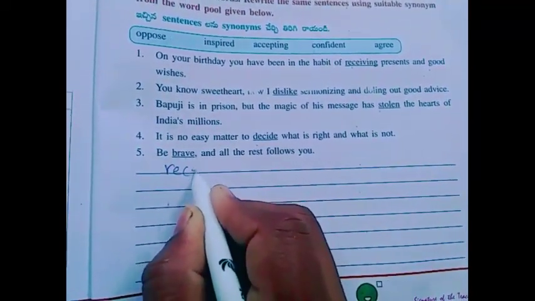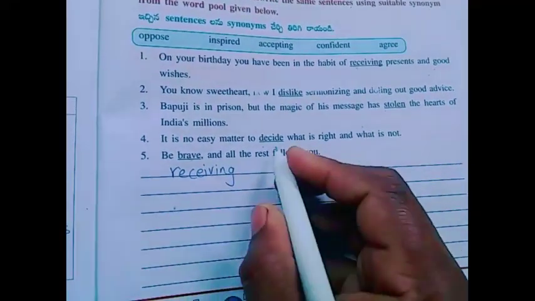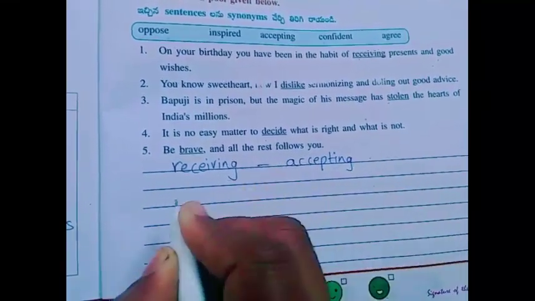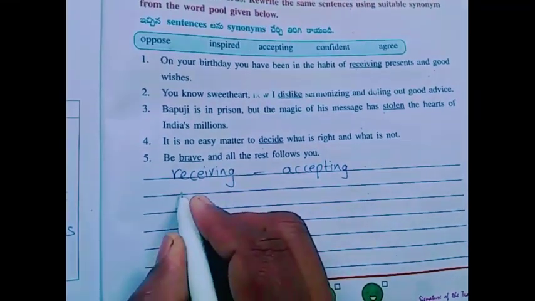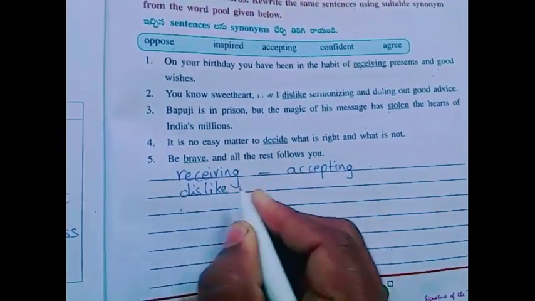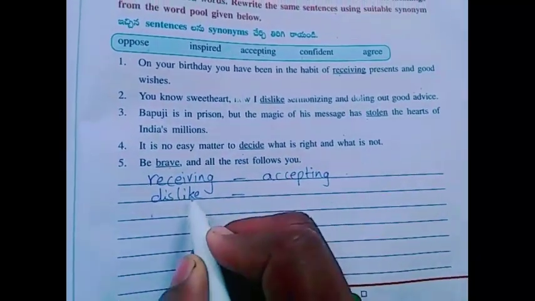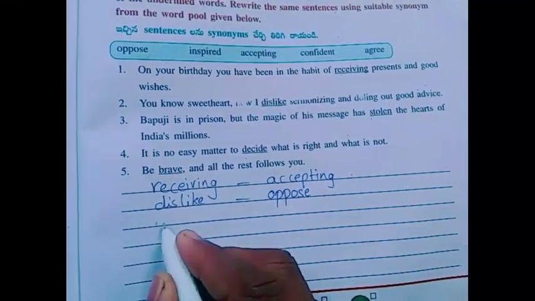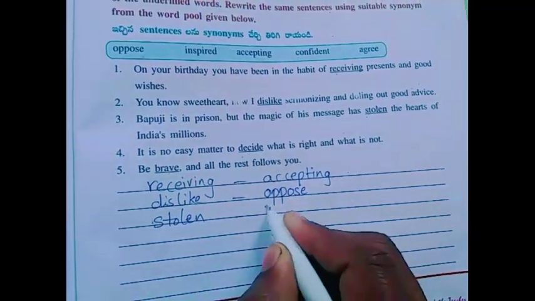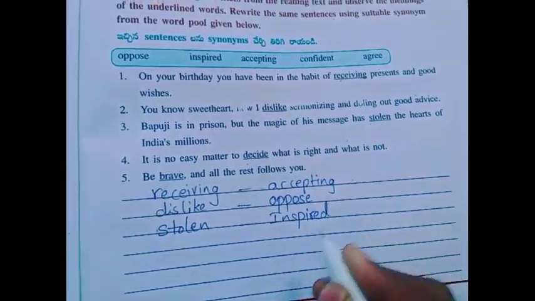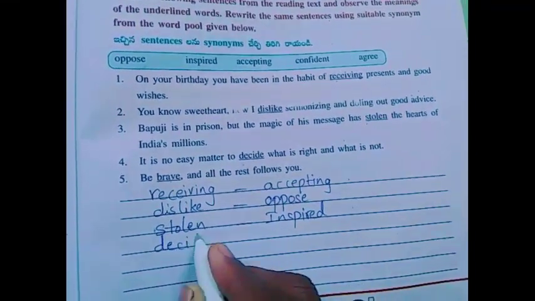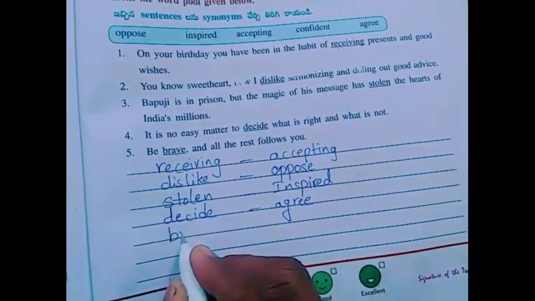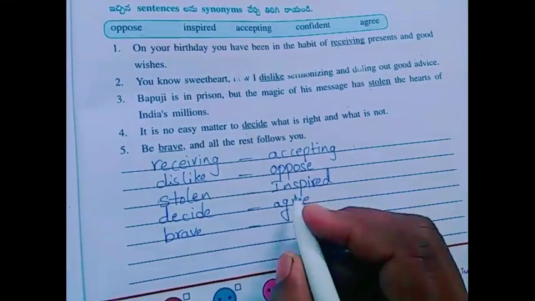For receiving, we should write accepting. For dislike, oppose. For stolen, inspired. For decide, agree. For brave, confident.